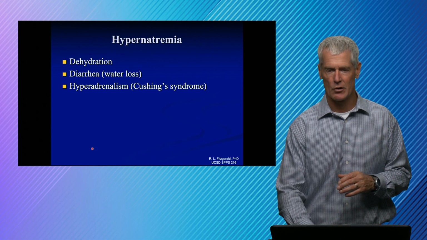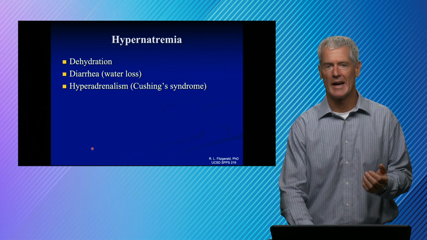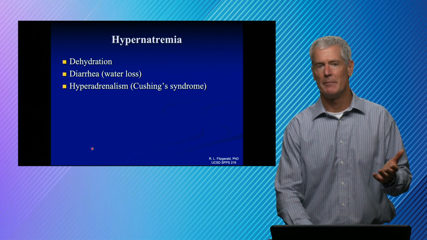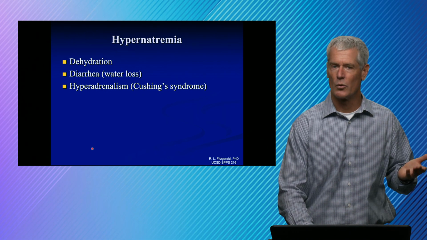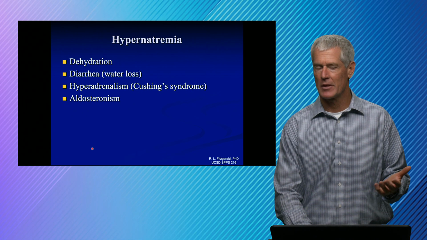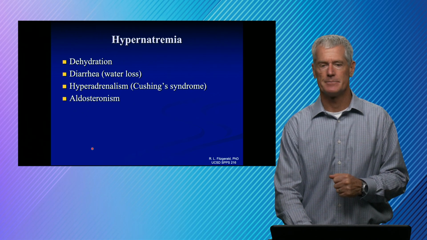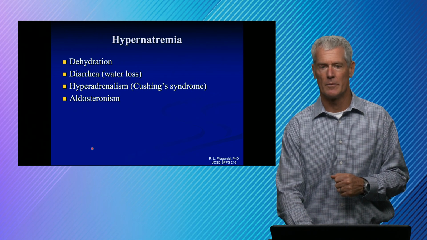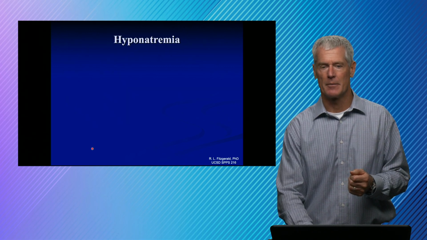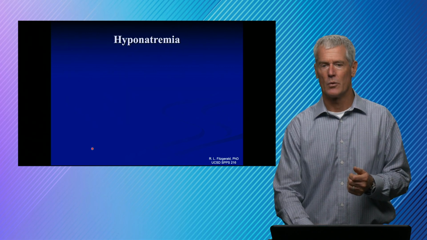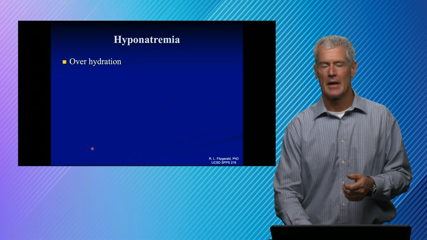So Cushing syndrome is a glucocorticoid excess that has some mineralocorticoid effects. So you get hypernatremia because you're reabsorbing the sodium. Same thing with aldosteronism. Too much aldosterone, you reabsorb sodium. You also bring water with it, so it might not be that striking, but you tend towards the hypernatremic.